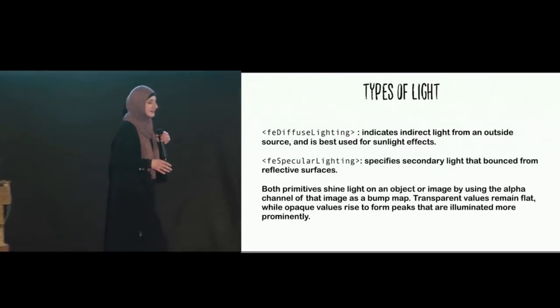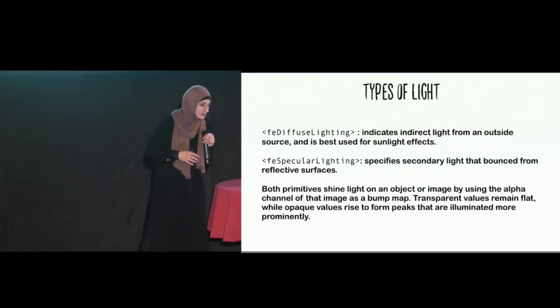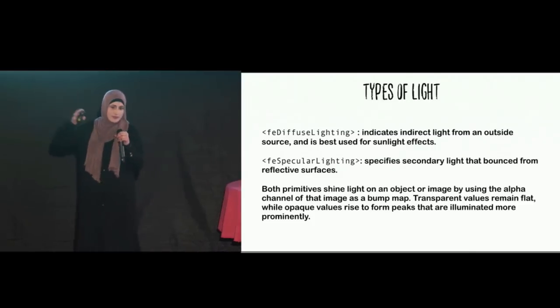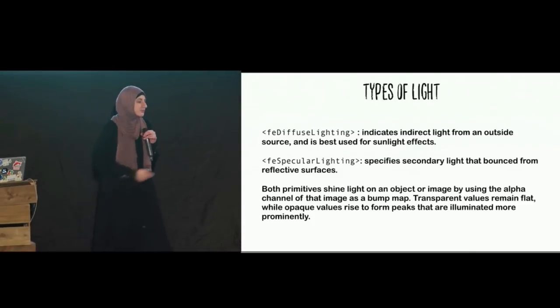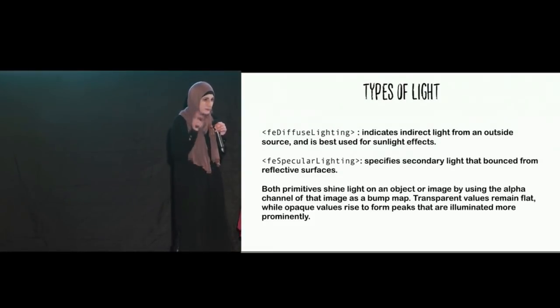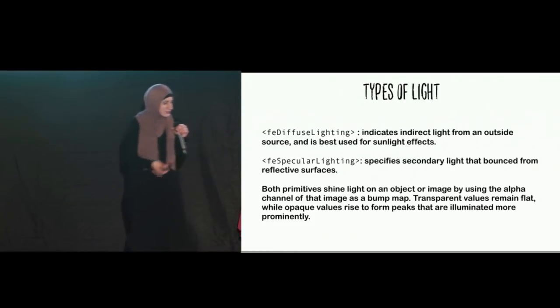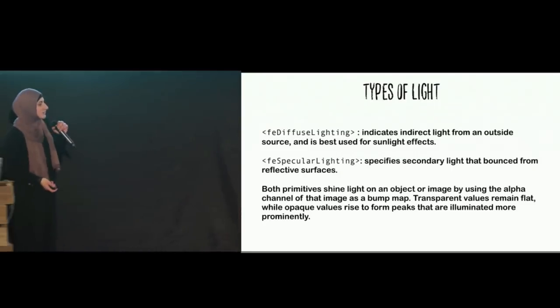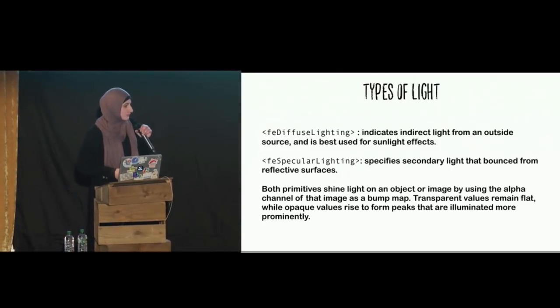The diffuse lighting indicates indirect light from an outside source and is best used for sunlight effects. To simulate the sun, you use diffuse lighting. If you want to simulate more of a lamp, a light inside of a room, you use specular lighting, which specifies secondary light that bounced from reflective surfaces. Both these primitives shine light on an object or image by using the alpha channel of that image as a bump map. Transparent values remain flat, while opaque values rise to form peaks.